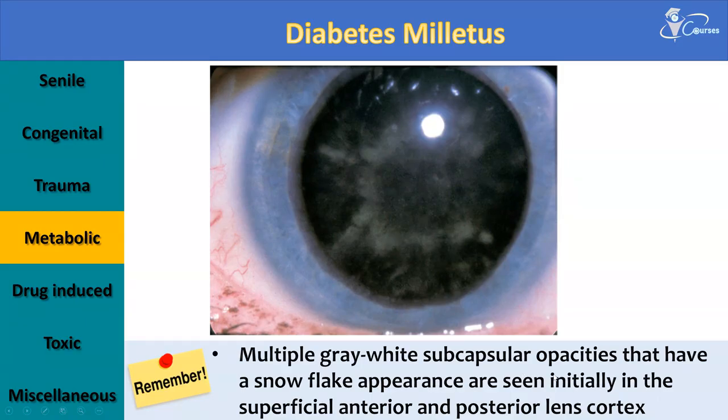So this also occurs due to disturbance in the metabolism of the lens. Due to increased glucose level, this will result in the development of this kind of cataract. It is usually bilateral, with widespread subcapsular opacities, usually of sudden onset, and usually occurs in young individuals with uncontrolled diabetes.